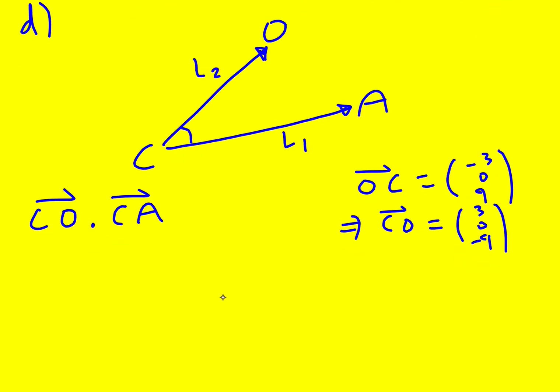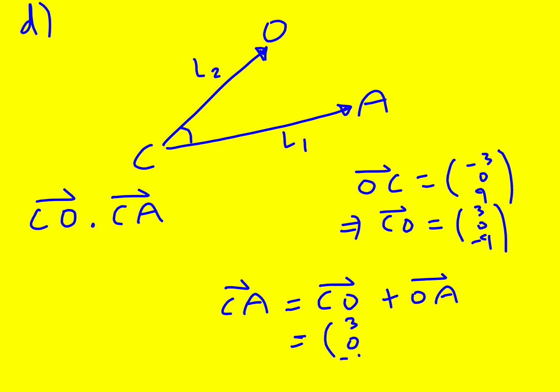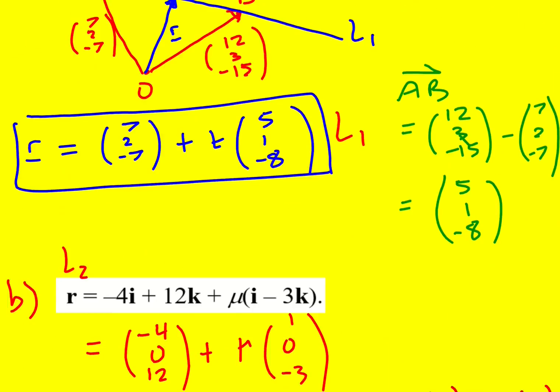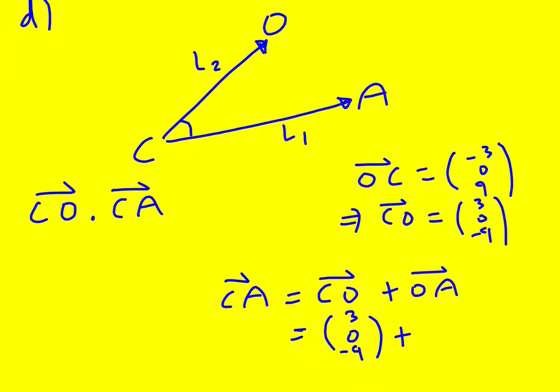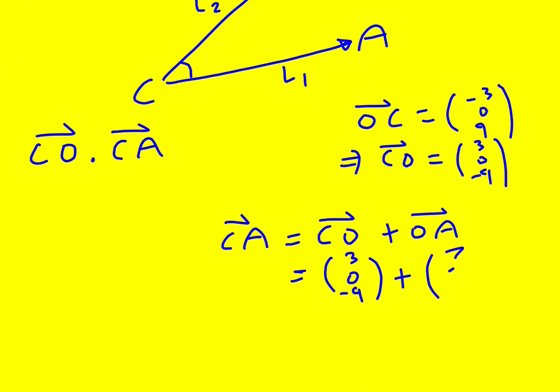That just leaves us needing to find CA. C to A, well, we can go along CO and then along OA. So that'll be 3, 0, minus 9 plus, and this takes us back to A right at the start of the question. Here it is, 7, 2, minus 7. So this gives us 10, 2, and minus 16.